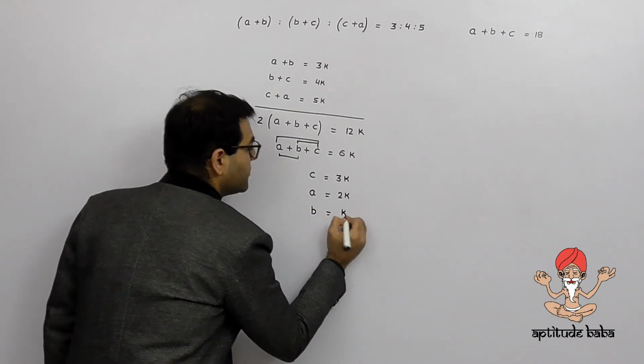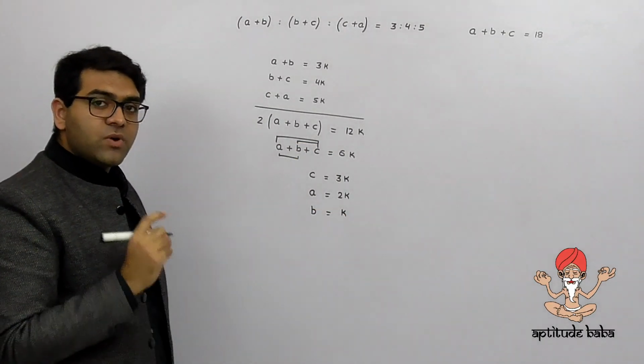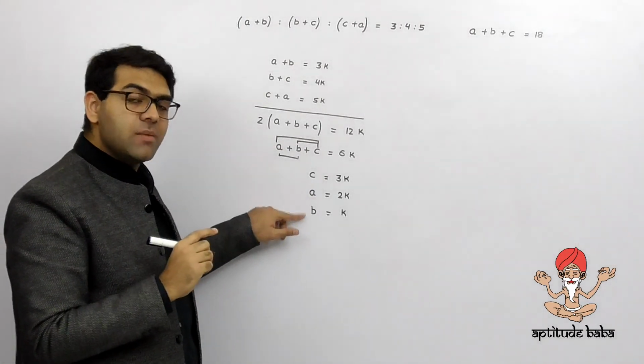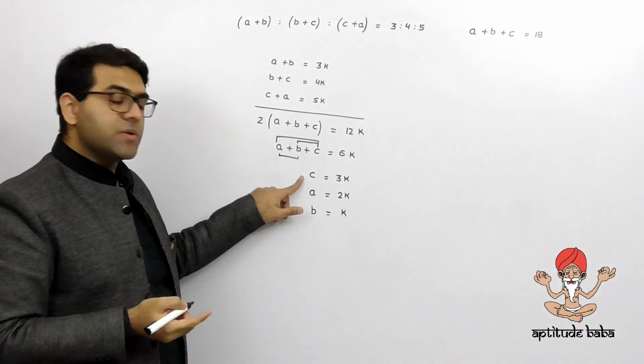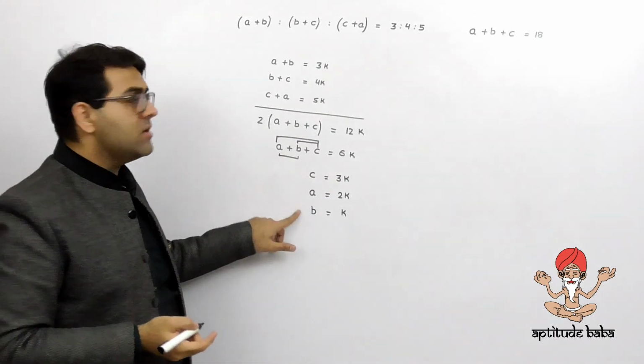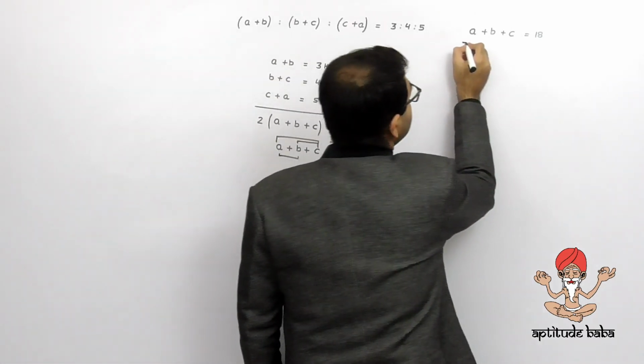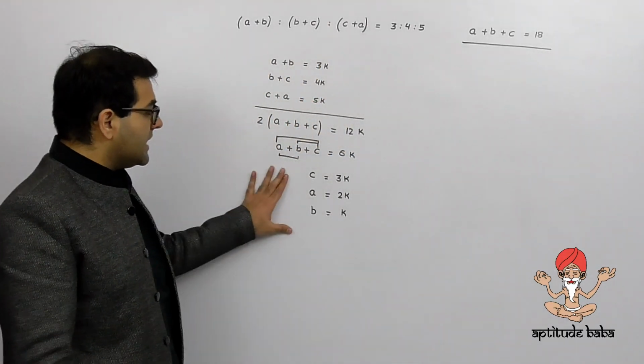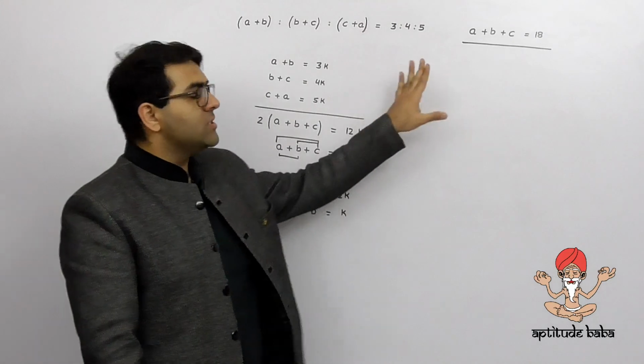b as k. Now, so far what I've done is that I have calculated the values of variables a, b and c in terms of k. Along with these three, what I am given is the relation or the equation a plus b plus c equals 18. I can take these three individual values and substitute it there.